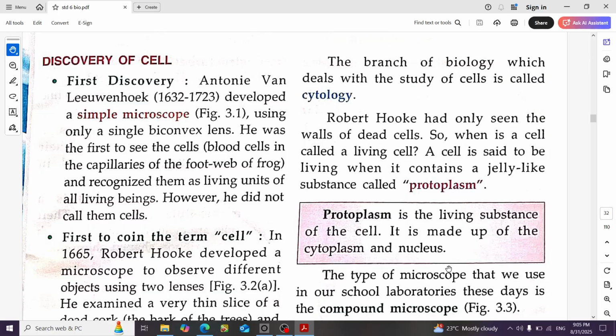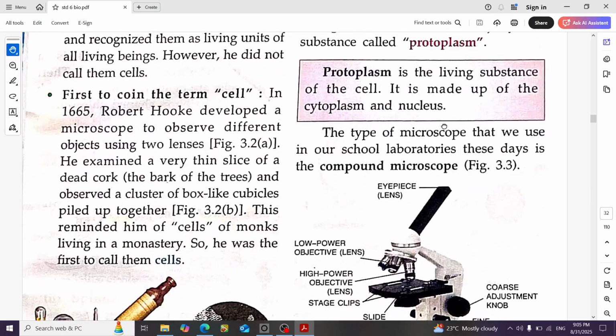Robert Hooke had seen the dead walls of the cells. So when a cell is called as a living cell, it contains a jelly-like substance called protoplasm. So it's a living system, a living substance in the cell. It is made up of cytoplasm and nucleus.